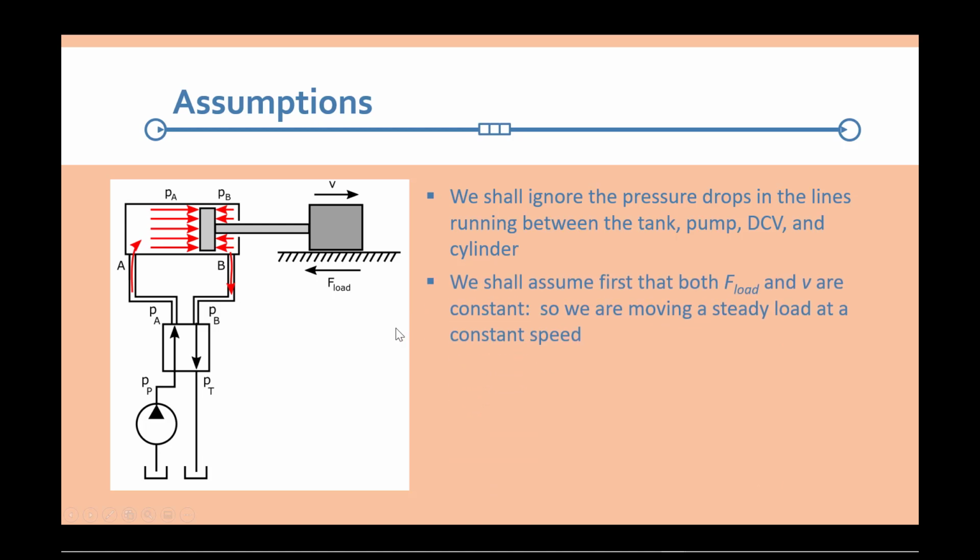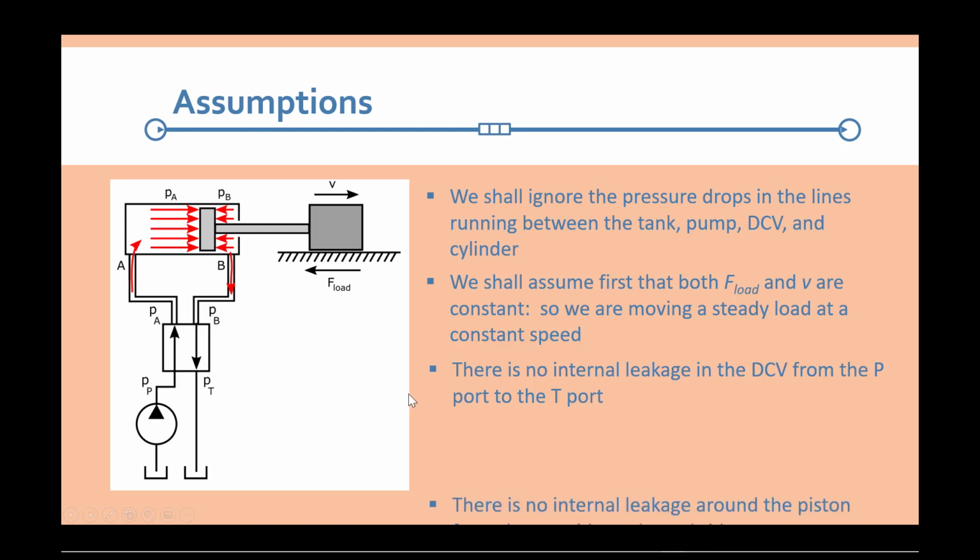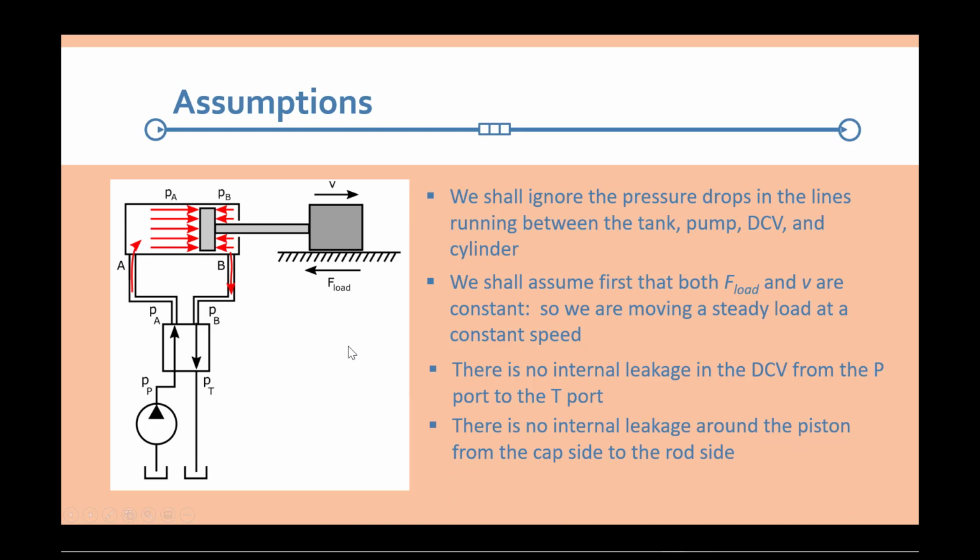The case that we're going to cover is the case of moving at a constant force at a constant speed. And then we're going to assume no leakage. So there's no leakage in the DCV from the P port to the T port. And then we're going to assume that there's no leakage around the piston from the cap side to the rod side.